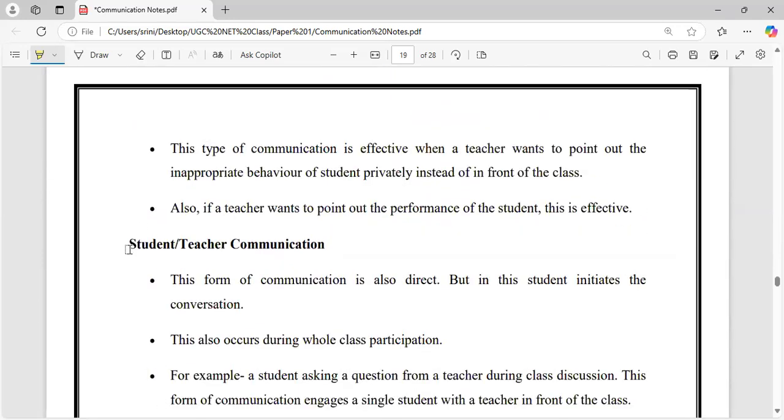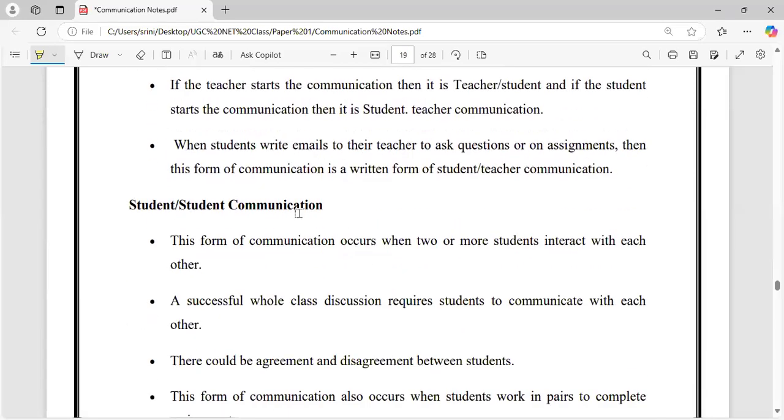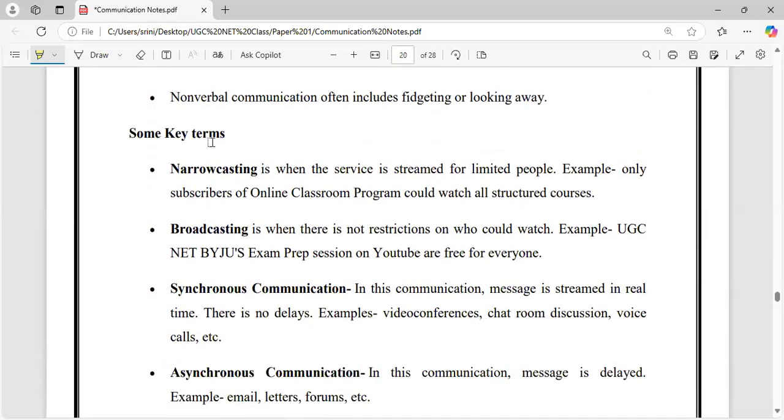teacher-student communication, student-teacher communication, student-student communication, then student-class communication, and some of the important key terms. Narrowcasting is when the service is streamed for a limited number of people. For example, only subscribers of an online classroom program could watch all structured courses.